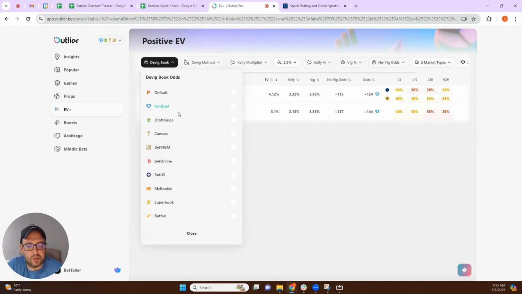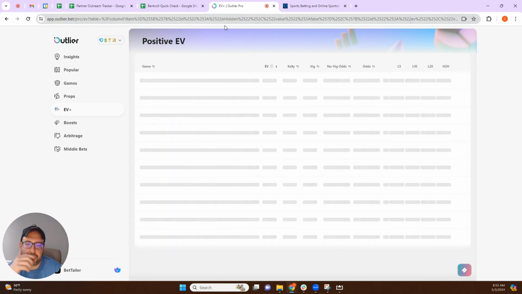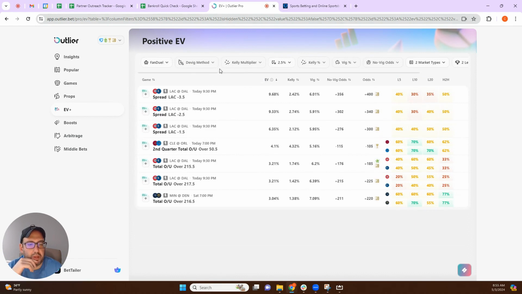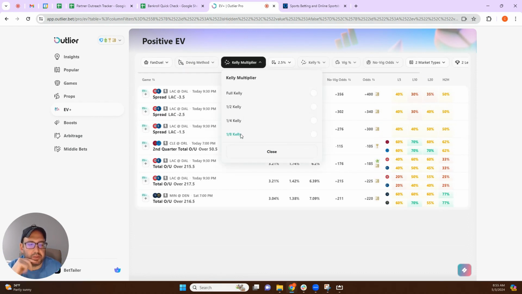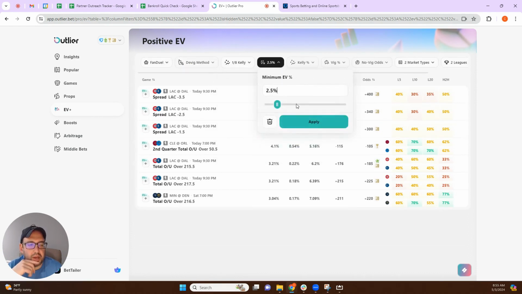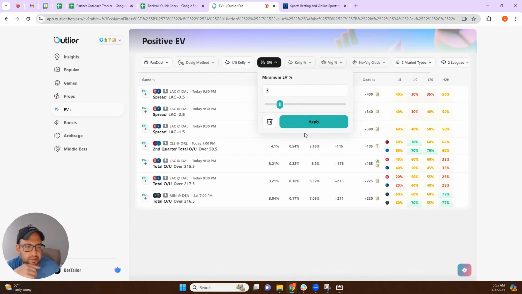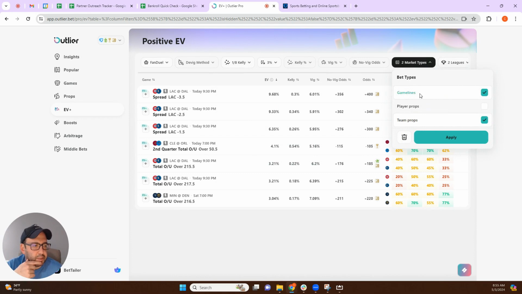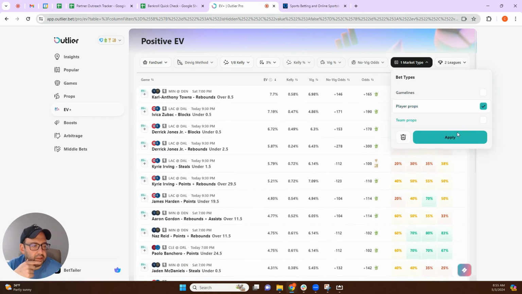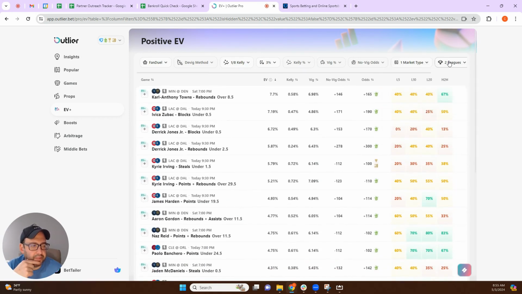And we're going to switch over. We're going to make our sharp book FanDuel for player props. And we're going to set our Kelly multiplier to 1/8. And we're going to go back up and bump our EV to 3%. There's going to be a ton of volume for this. I'm confident of it. Market types. So we're going to turn off game lines and team props and go to player props.